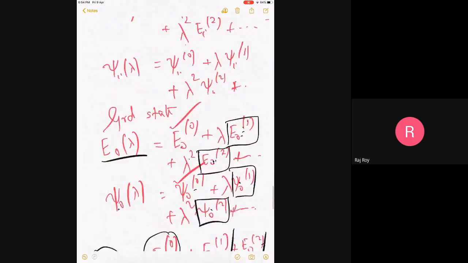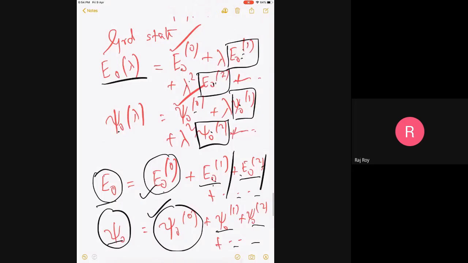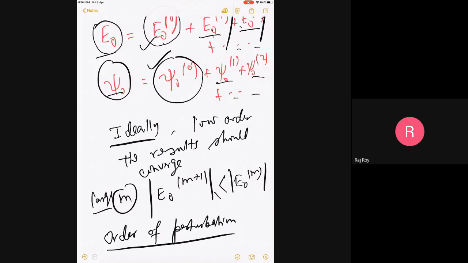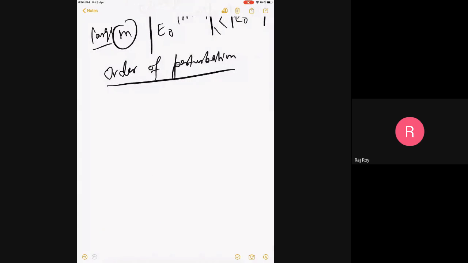Since I'm only interested in the ground state, I have written only the ground state here. I'm not going to bother with the others; I have deliberately just written 0. All right. With this, I will now proceed to how to get this. The mathematics is very simple.